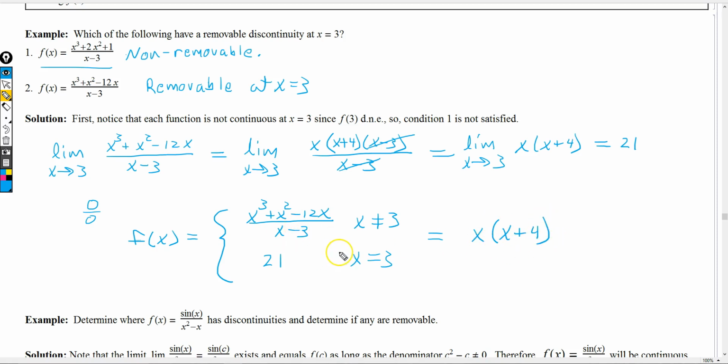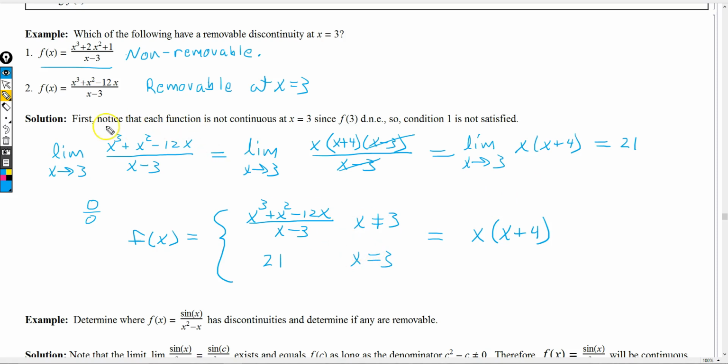That's really what this function is. By filling in that little gap, the hole where this function is undefined when x is 3, we're just doing this, and then this is just equal to x times x plus 4. Notice if I put 3 in here, I do get 21. And notice that if we come back to our original function here, if we were to do all the cancellation, factor the numerator and denominator, cancel the x minus 3's, we get x times x plus 4. So that's all that we would be doing here.